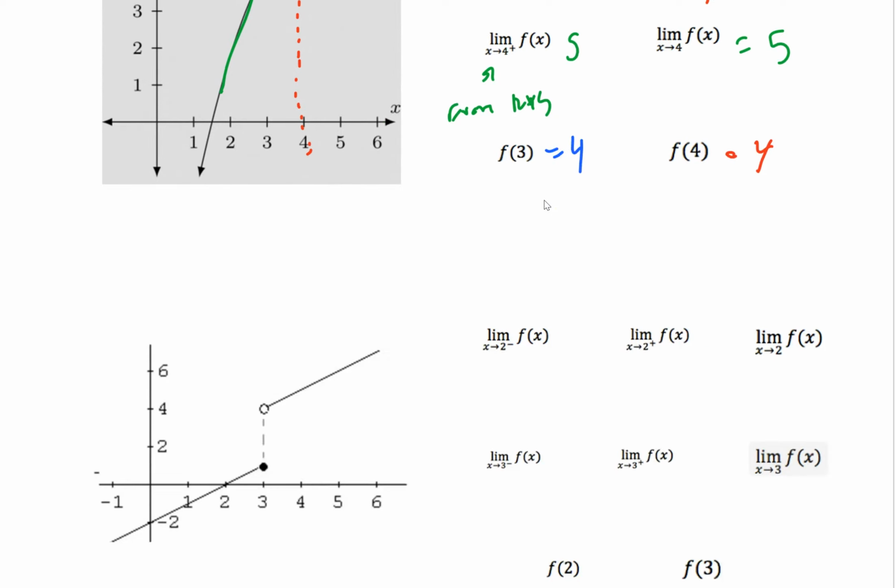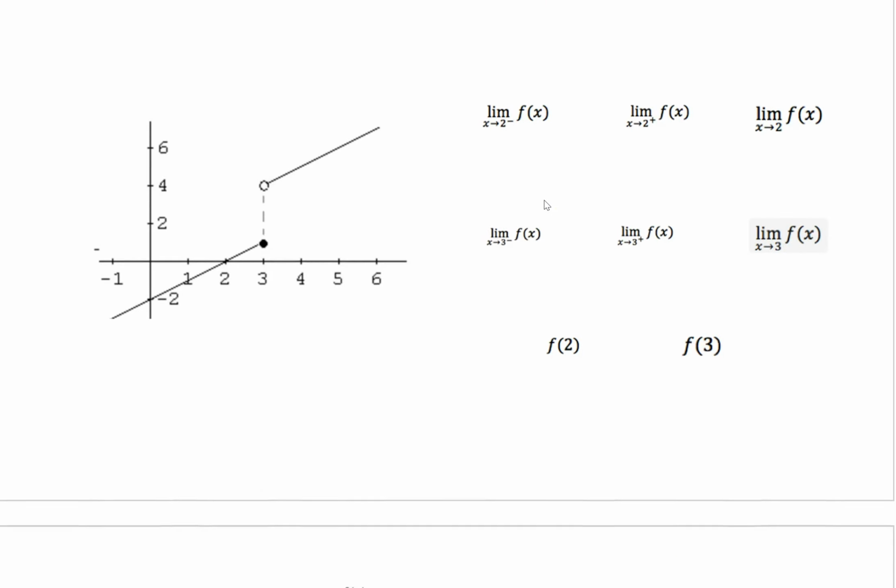Let's do a few more examples. So let's look at this one. Let's do the same idea. All right, let's look at 2. So we're going to 2 from the left, 2 from the right, and 2. So here's 2 on my x. I started off pretty good. The limit as x approaches 2 from the left. So remember, we're going from the left side. So follow your graph on the left side as you get close to 2. It's going close to 0 on the line. So that's going to be 0.